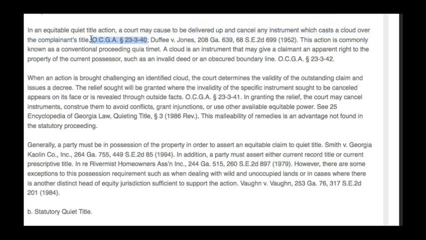Every time you file a lawsuit, you have to give the court something that shows it has the authority to grant you the relief that you're asking for, right? So that's why this statute here is important. If you're not in Georgia, you want to Google quiet title action in your state and find a similar statute. In this one, it says a court may cause to be delivered up and cancel any instrument which casts a cloud over the complainant's title.